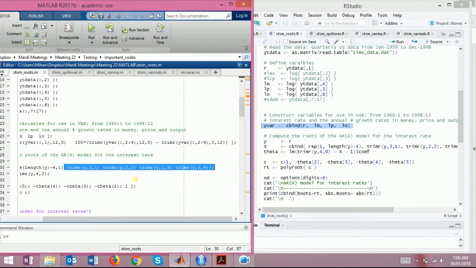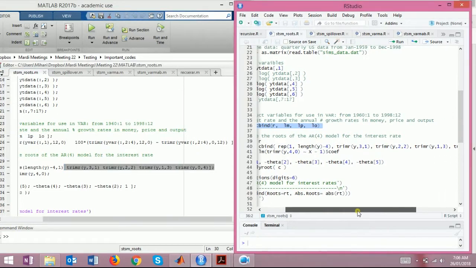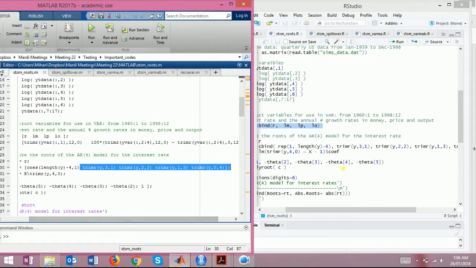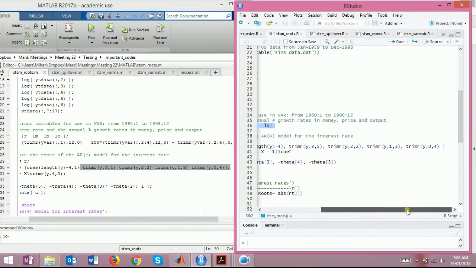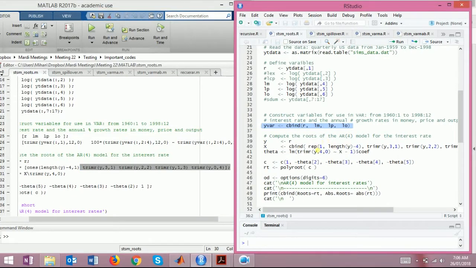To remember the stuff. So replicate, column binder, replicate 1, length of y minus 4, replicate 1, for length of y minus 4, trim r y31, y22, y13, y04. Same thing. We use the replicate function instead of ones.